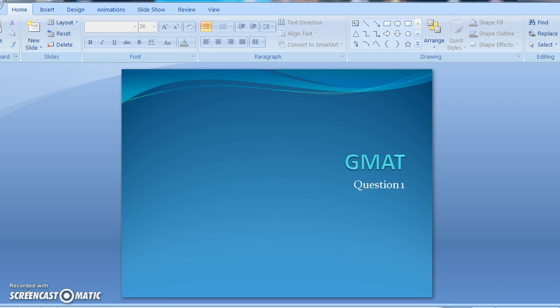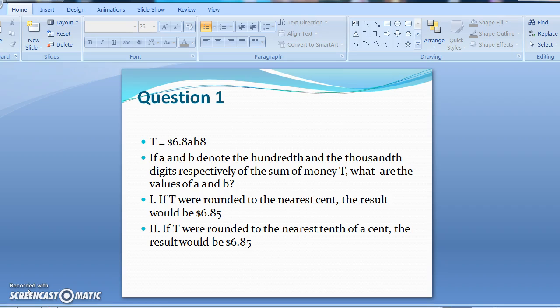So let's take a look at this first question. T equal to $6.8AB8. If A and B denote the hundredth and the thousandth digits respectively of the sum of money T, what are the values of A and B? Statement 1: if T was rounded to the nearest cent, the result would be $6.85, and statement 2: if T was rounded to the nearest tenth of a cent, the result would be $6.85.